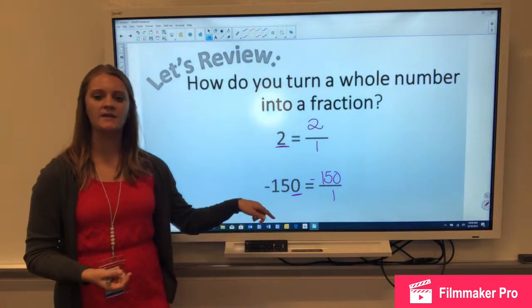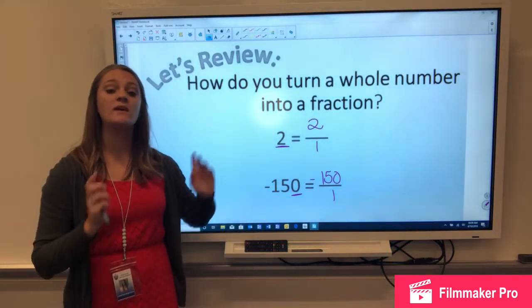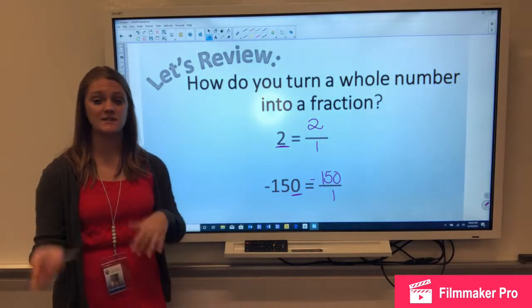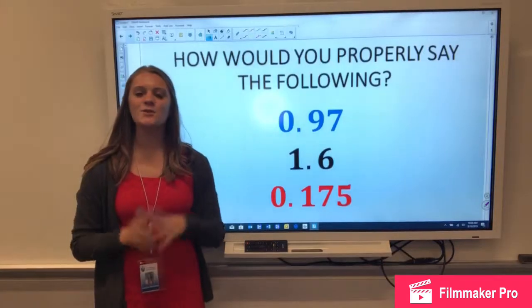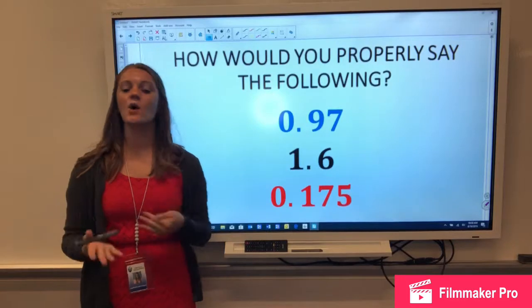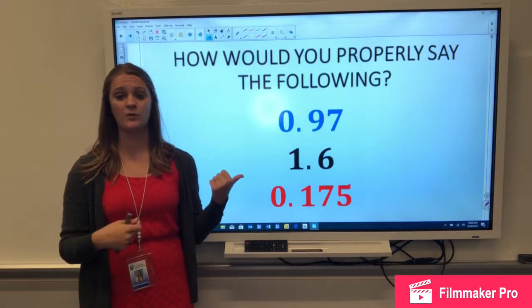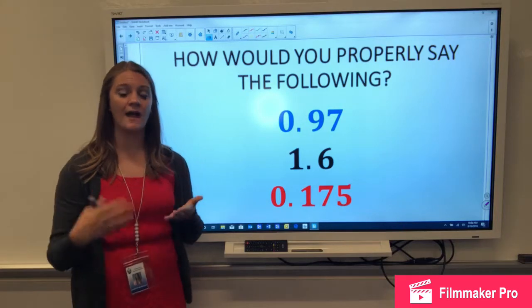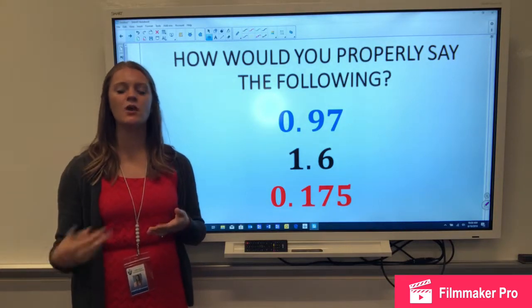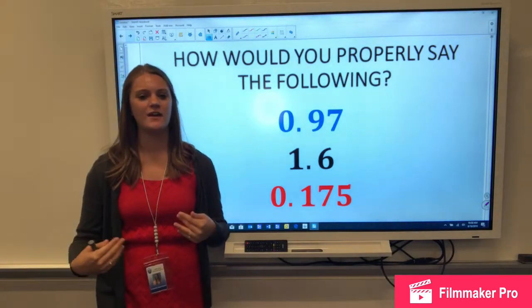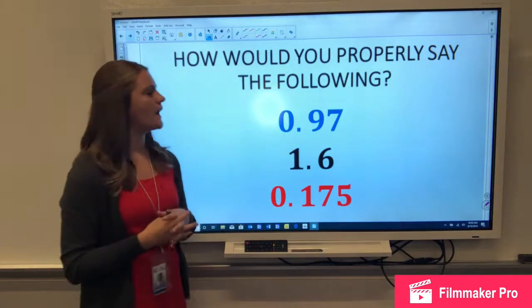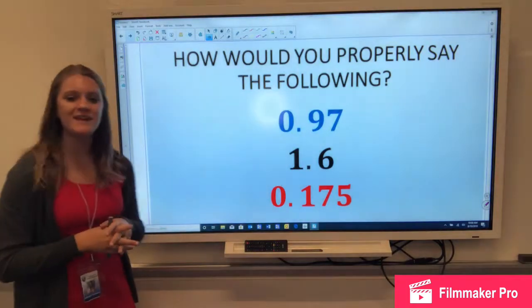This is going to come back: when we look at place value, we can easily turn our decimals into fractions. You probably don't realize you already know how to convert decimals to fractions because you know how to properly say a decimal. When you read a decimal out loud properly using place value, you say that fraction out loud. So let's try it and see if you can pick up on it. How would we properly say the following?